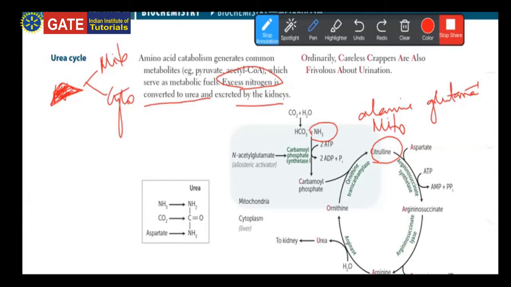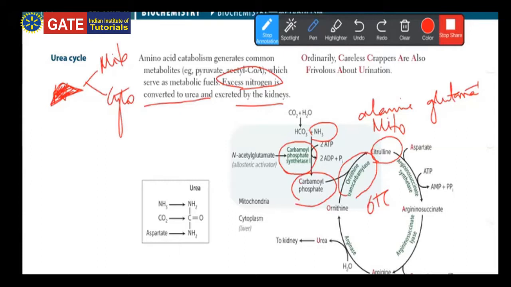It is through two reactions. You have to remember these two reactions, because after these two reactions, the remainder of your urea cycle is going to occur in the cytoplasm. One is by carbamoyl phosphate synthase 1, another is by the ornithine transcarbamoylase enzyme, your OTC. Your OTC will convert carbamoyl phosphate into citrulline.